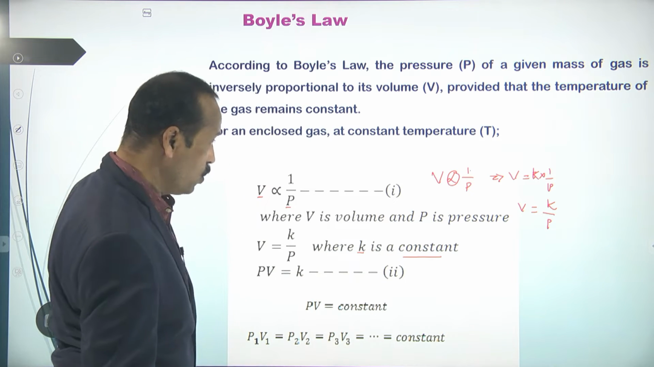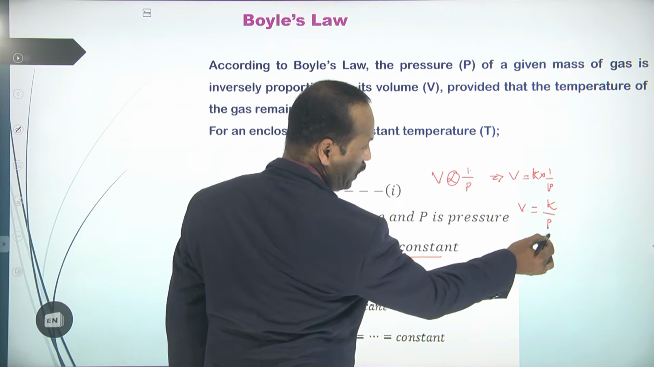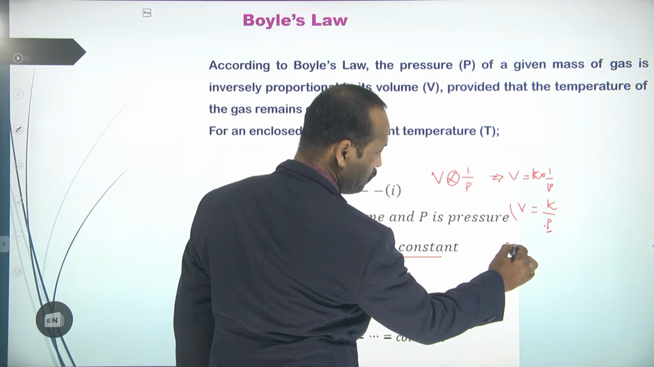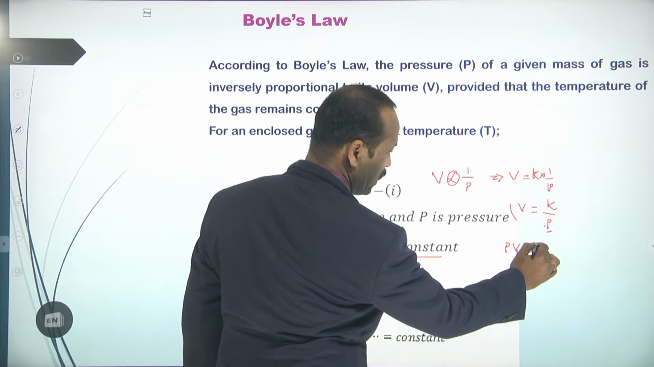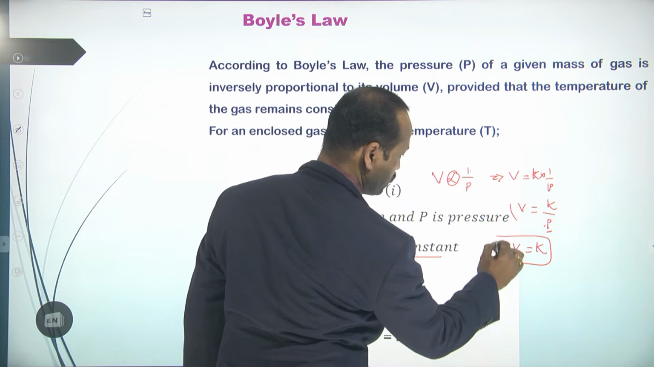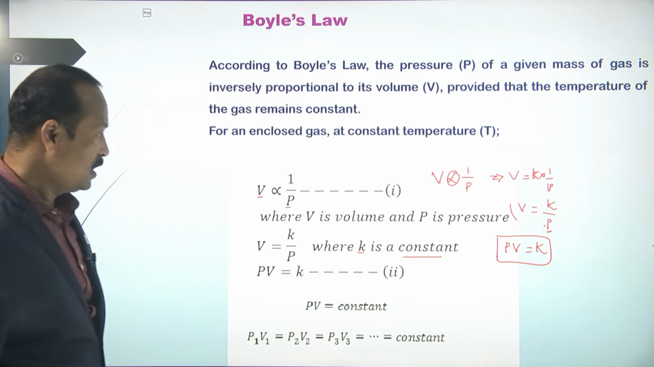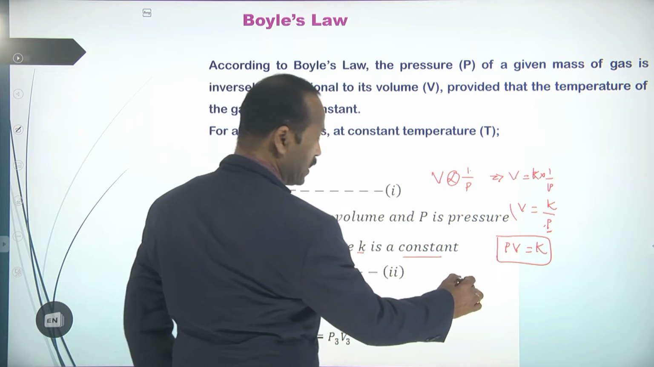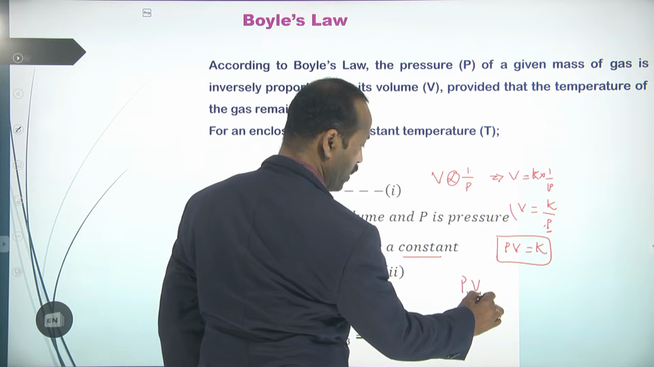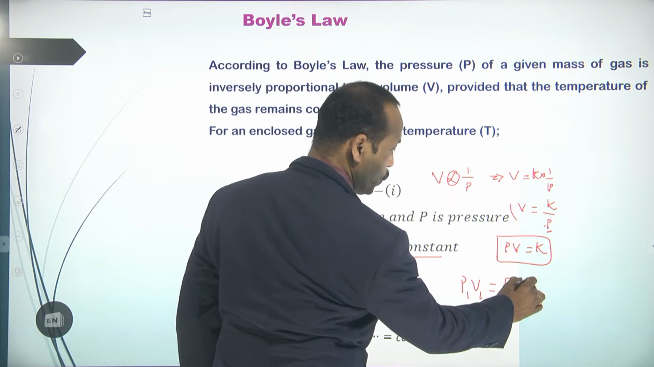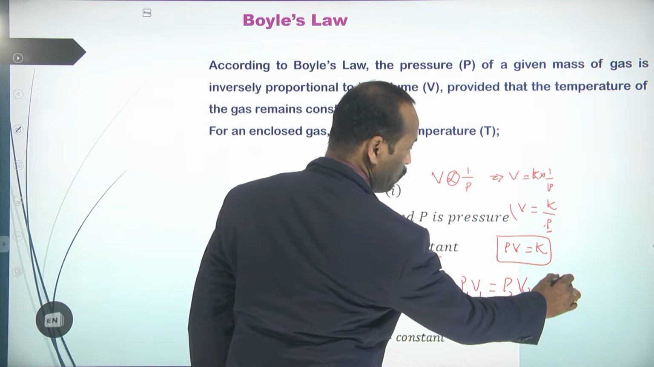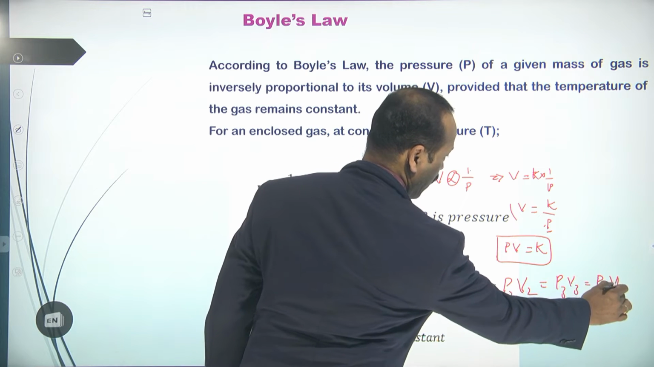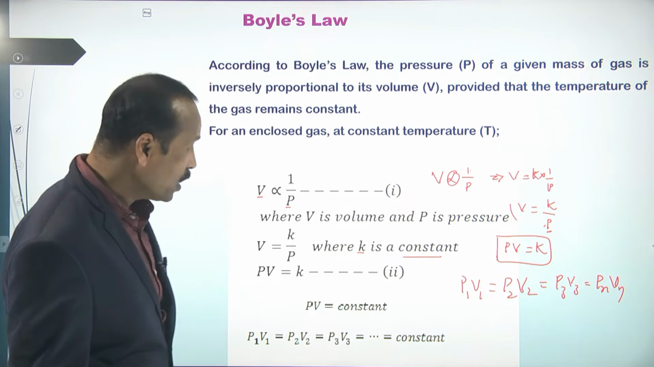Now, if V is equal to K by P, here P is the denominator, so we are bringing it to this side. On bringing it this side, it becomes P into V. So PV is equal to constant. PV is equal to constant. So you have to remember this one. If PV is equal to constant, we can write it like P1 V1 is equal to P2 V2, is equal to P3 V3, like this up to Pn Vn. Is this clear? How can we write like this?